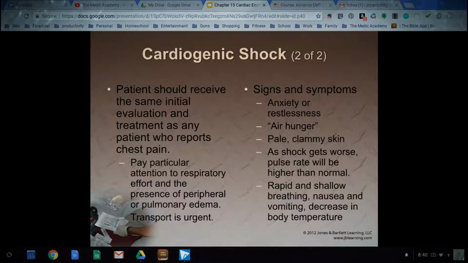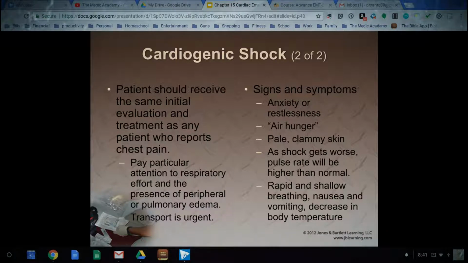Now, with cardiogenic shock, patients should receive the same initial evaluation and treatment as a patient who reports chest pain. Pay particular attention to the respiratory effort in the presence of peripheral or pulmonary edema. The reason is that if a patient is experiencing cardiogenic shock, the heart cannot pump the blood that's coming to it. Especially if it's on the left side of the heart, the left ventricle can't pump appropriately, so we'll see fluid back up into the lungs. The patient will have pulmonary edema, which could be very problematic because they won't be able to breathe. So we'd have to correct this pulmonary edema as well as the cardiogenic shock, the actual hypoperfusion that the patient is experiencing. With these patients, transport is very urgent. We need to get them to the hospital as quickly as possible to fix the pump.